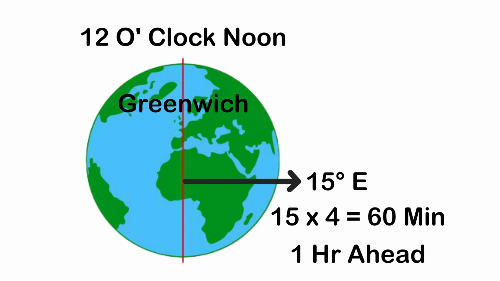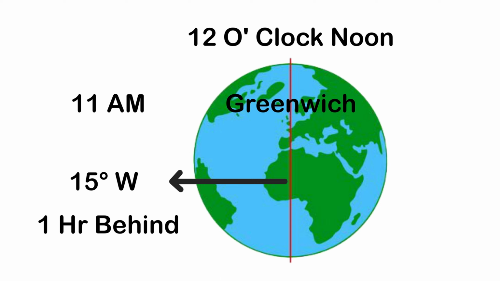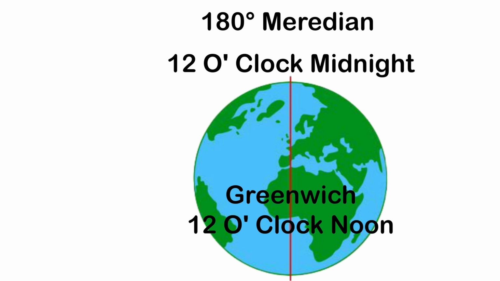That is 1 hour ahead of Greenwich time, which means 1 p.m. But at 15 degrees west of Greenwich, the time will be behind Greenwich time by 1 hour. That is, it will be 11 a.m. Similarly, at 180 degrees, it will be midnight when it is 12 noon at Greenwich.